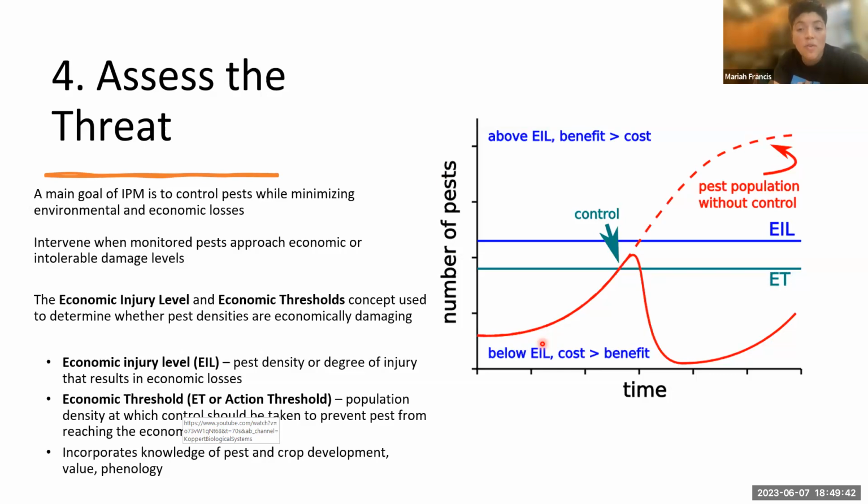The benefit is worth the cost it will require to control the pest. So this statement is confusing me. Whereas above the EIL, benefit is greater than cost. I don't see how the benefit is greater than the cost. Yeah, because at the EIL, you're losing money.